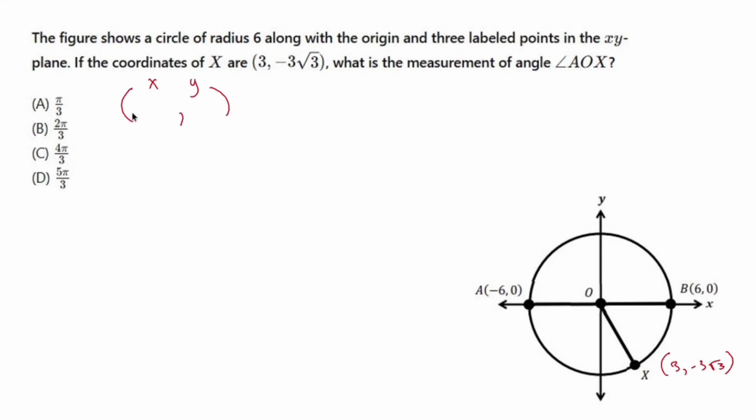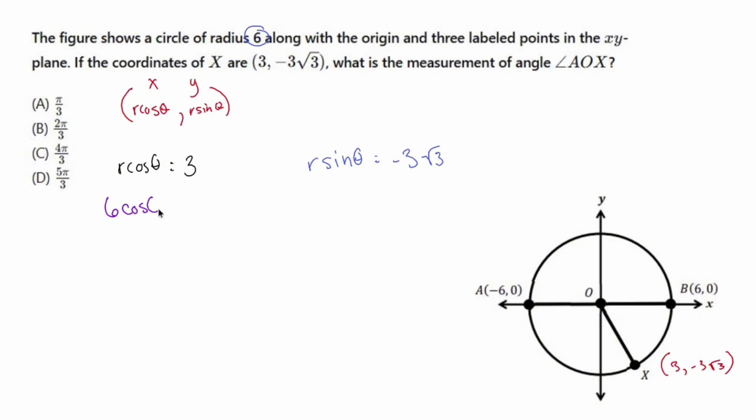We know that the x value is r cos theta, and the y value is r sine theta. So what we do is we take the fact that r cos theta is the same as 3. So let's write that out. R cos theta is the same as 3. And we also know that r sine theta is the same as negative 3 root 3. What else do we know? Well, we're told that r is 6. So we can substitute that in, and now we can do a little bit more math.